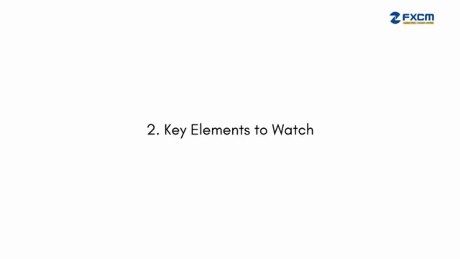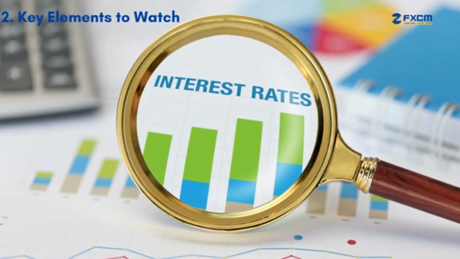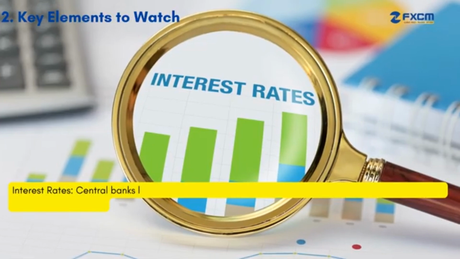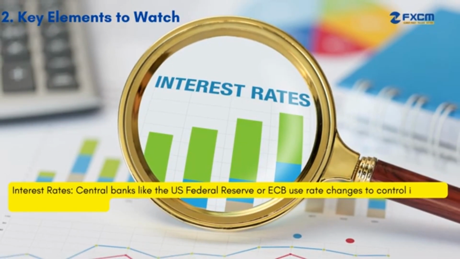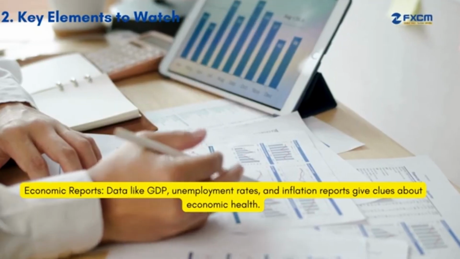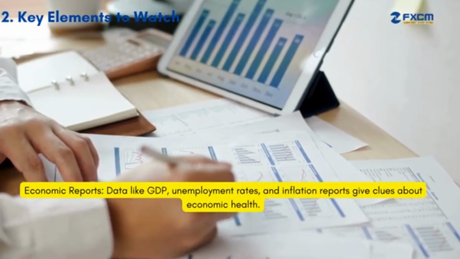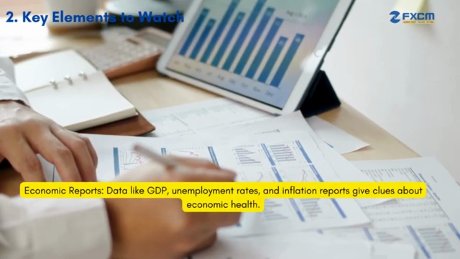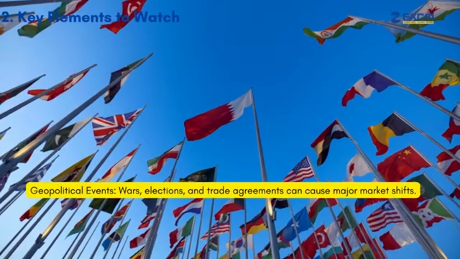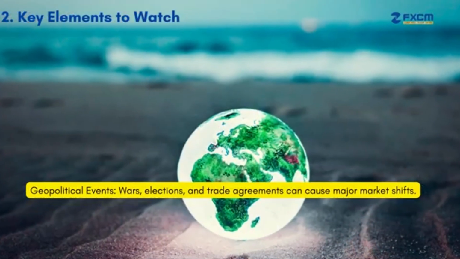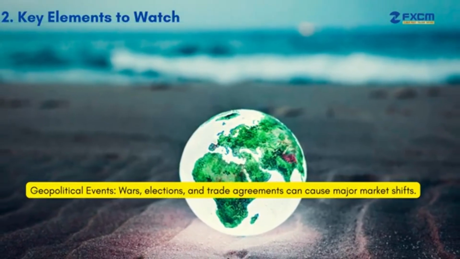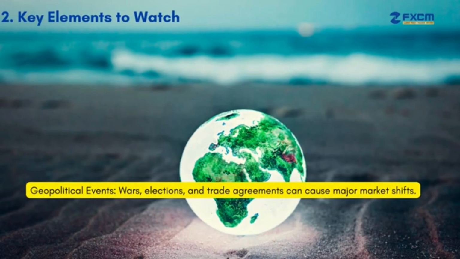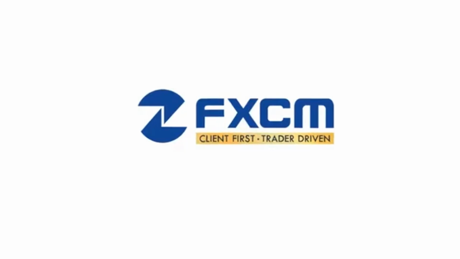2. Key elements to watch. For Forex traders, some of the most important fundamental factors include interest rates. Central banks like the U.S. Federal Reserve or ECB use rate changes to control inflation and stimulate growth. Economic reports. Data like GDP, unemployment rates, and inflation reports give clues about economic health. Geopolitical events. Wars, elections, and trade agreements can cause major market shifts. Understanding how these elements affect currencies helps you make informed trading decisions, especially with platforms like FXCM, where such data is often integrated in the platform.